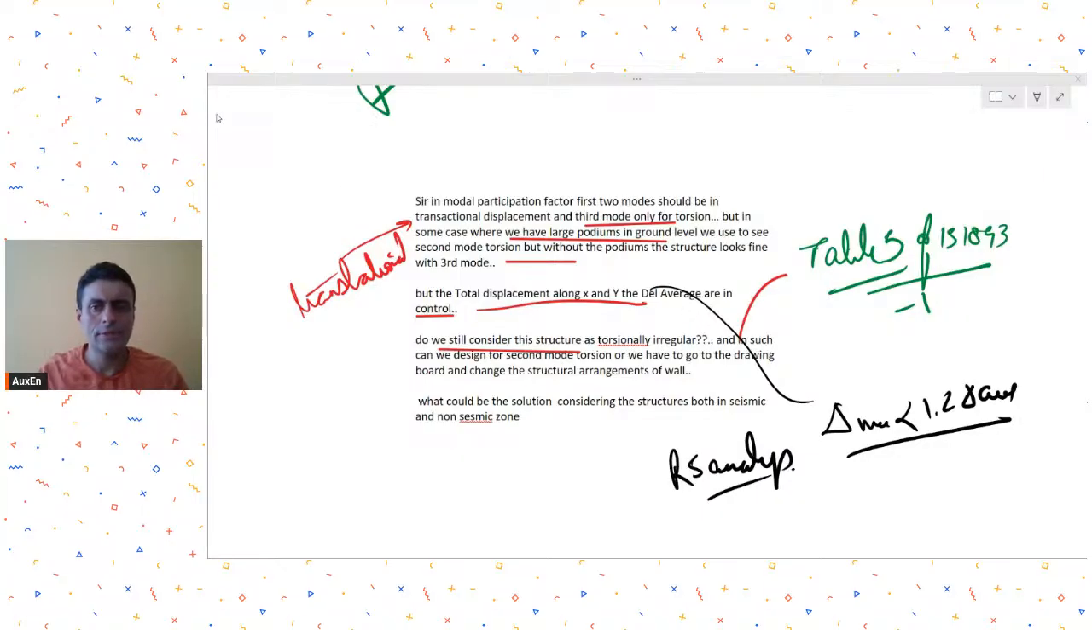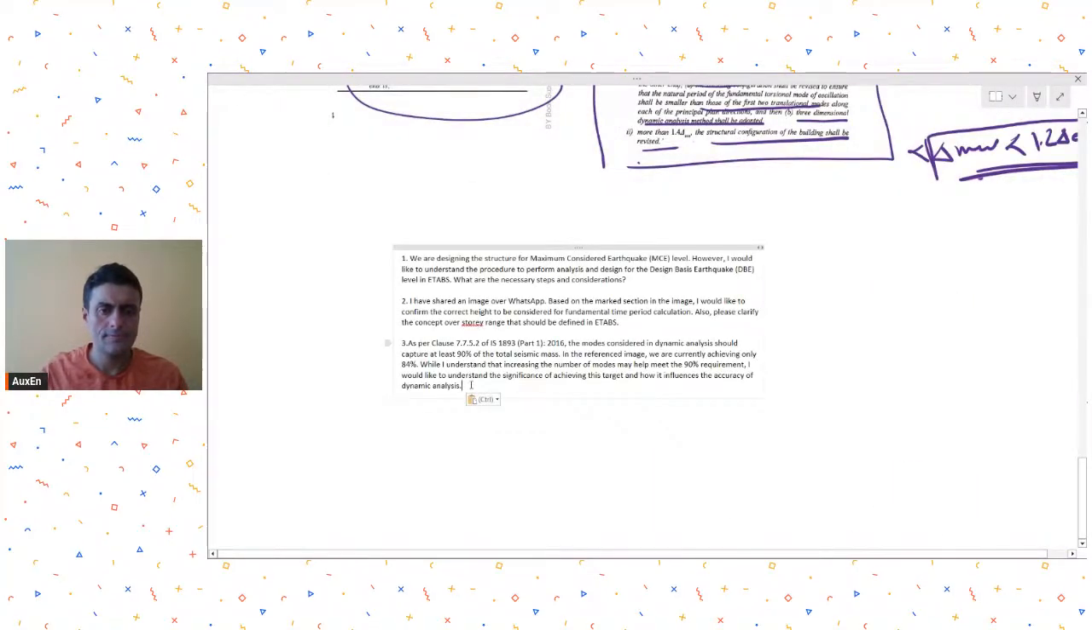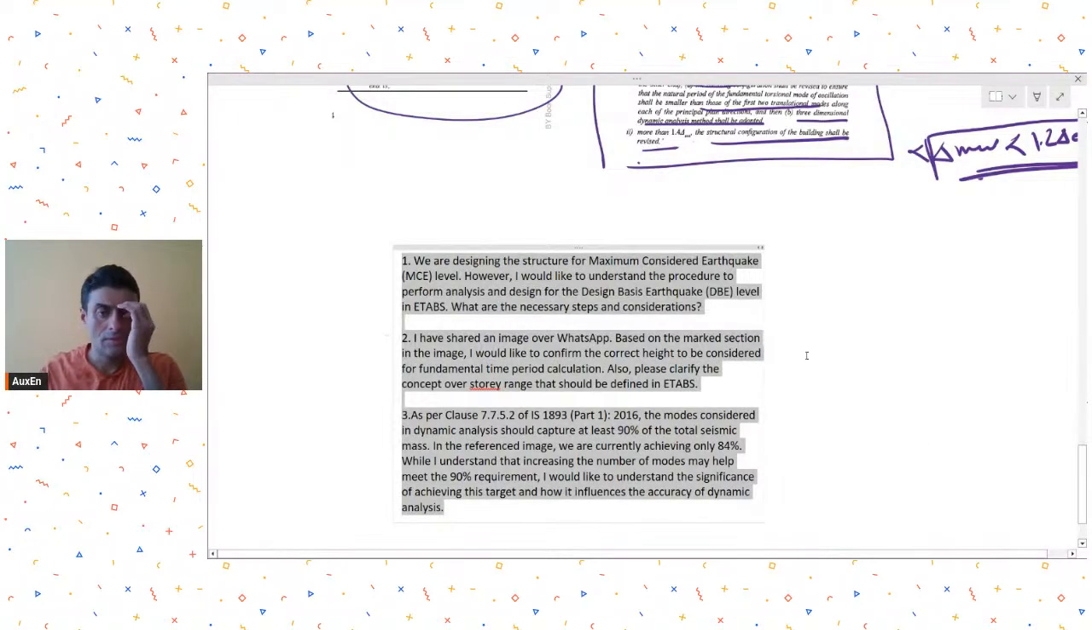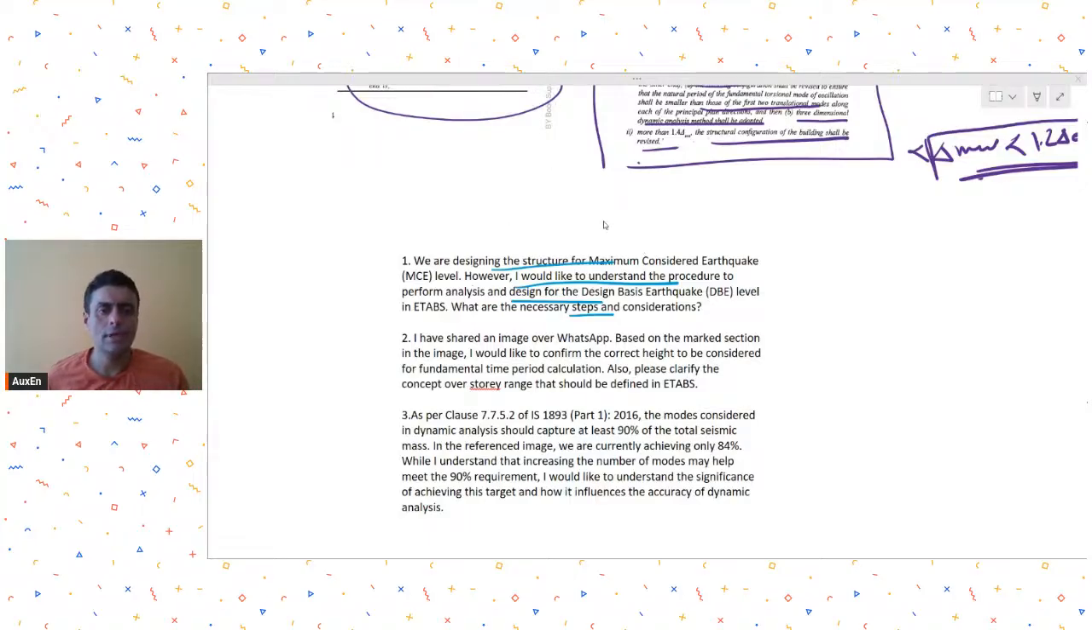So he's saying, we are designing the structure for MC level earthquake. However, I would like to understand the procedure to perform analysis and design for DB level in ETABS. No, you are wrong over here. We are not designing as per the current IS 1893 Part 1 for MC level earthquake. We are designing for design basis earthquake.